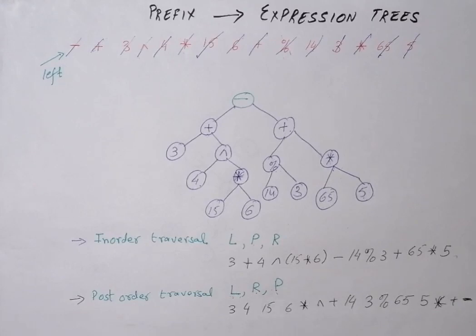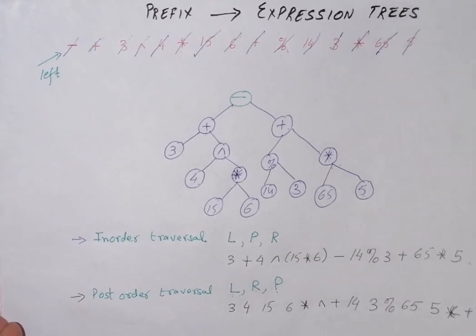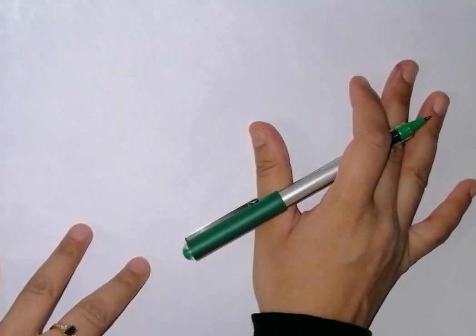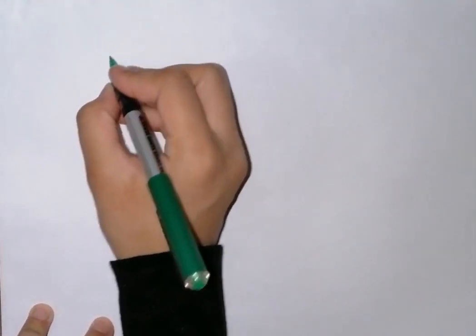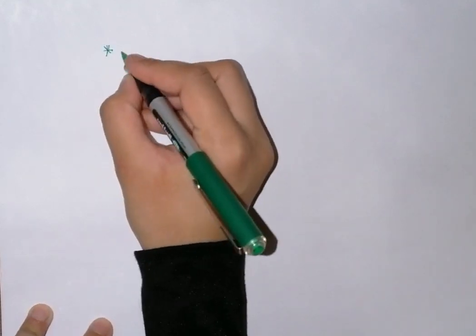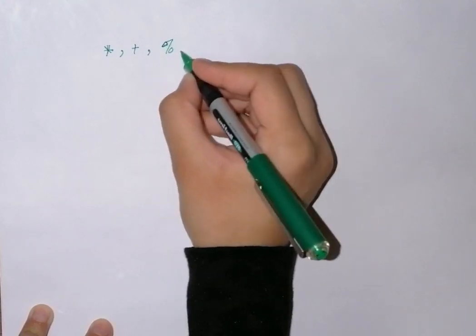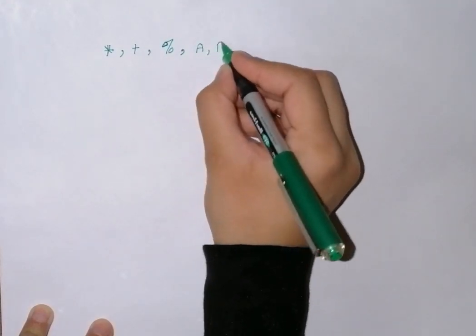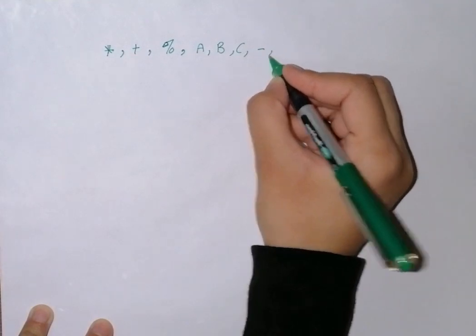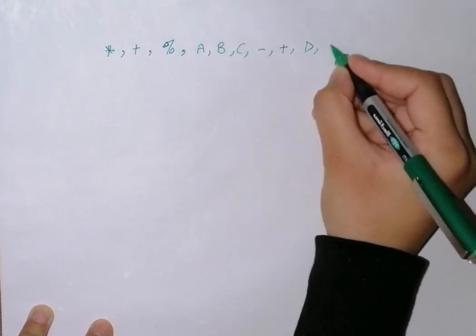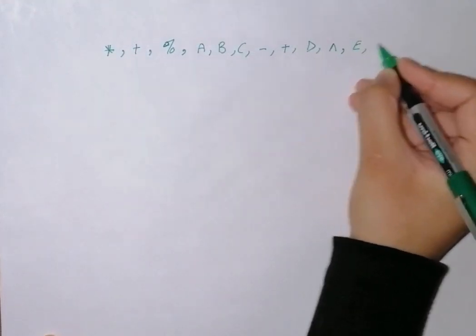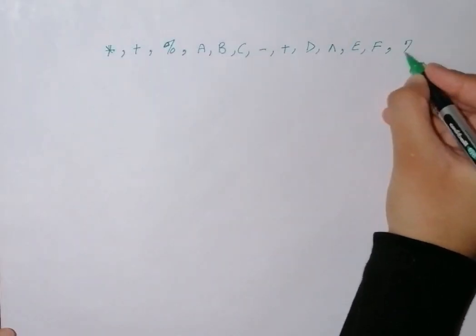Okay, let's discuss another example here to give you a clearer idea about prefix to expression tree creation. Let's say I'll create another tree with different values. Let's say I have multiplication, plus, division, a, b, c, minus, plus, d, power, e, f, let's say division, g and h.